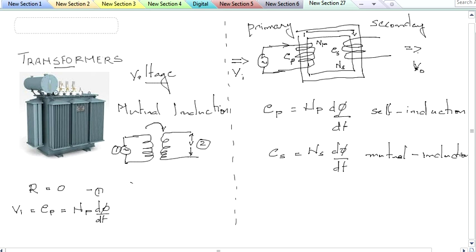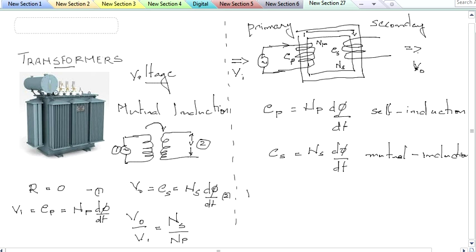And similarly, the output voltage will be equal to the EMF induced across the secondary coil, which is equal to Ns dφ/dt. This is the second equation. Now, if we divide the second equation by the first equation, we get V output by V input is equal to Ns by Np, or the ratio of the output voltage to the input voltage is equal to the ratio of the number of turns of the secondary coil to the number of turns of the primary coil, right?